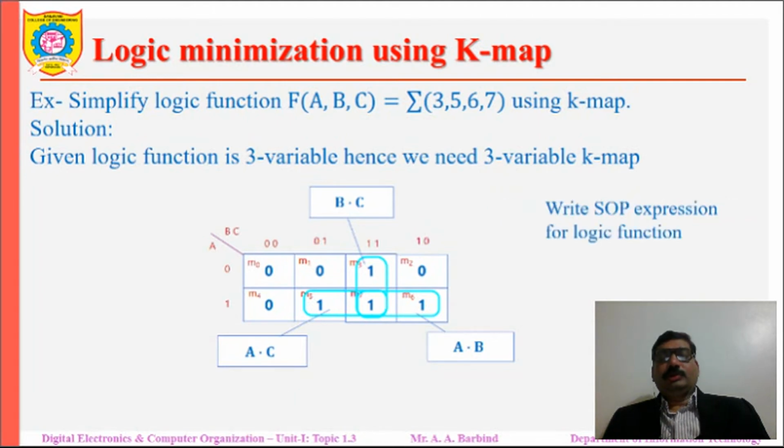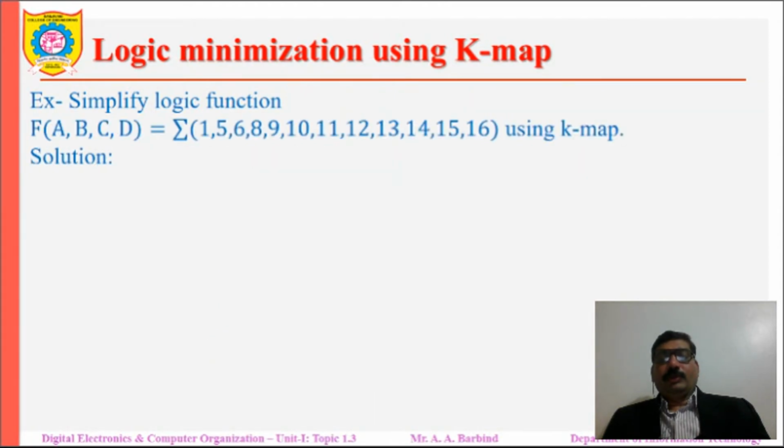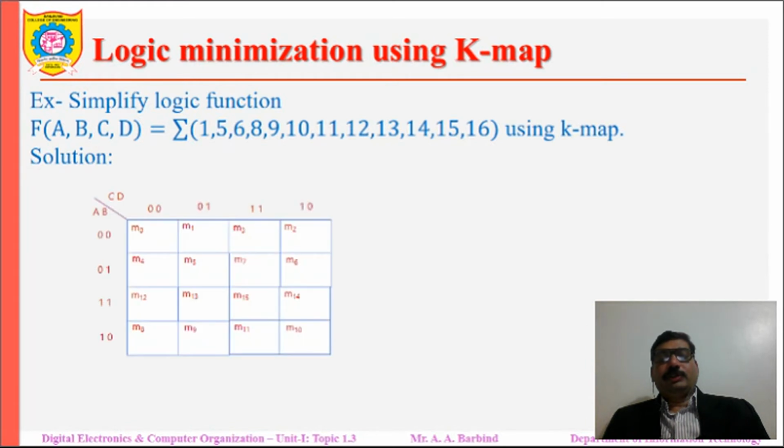Now let us consider the four variable function f of a, b, c, d, which has got this particular set of minterms. Obviously for this we need a 4 variable K-map. Now we make entries into this particular K-map.